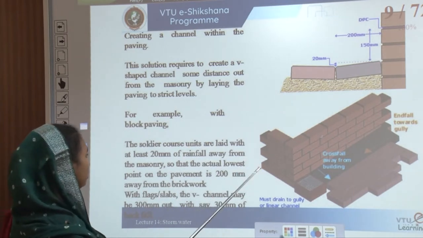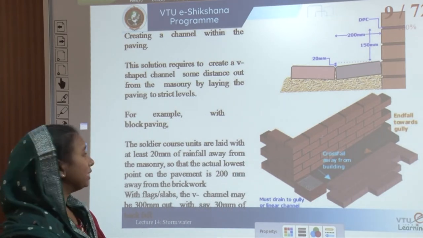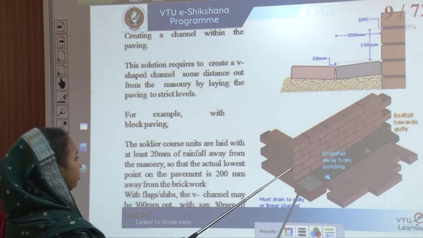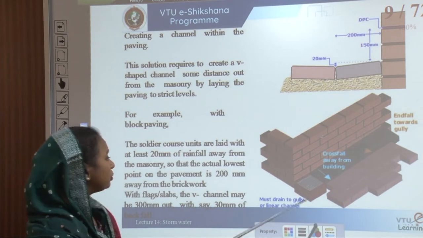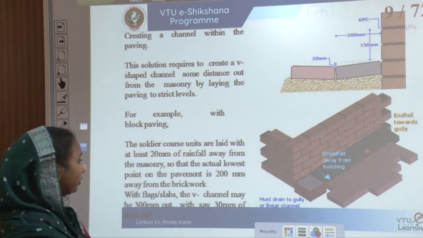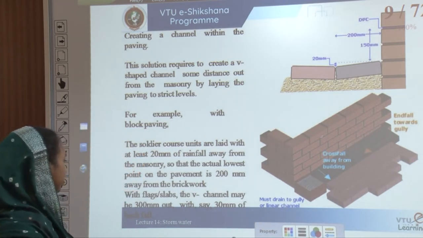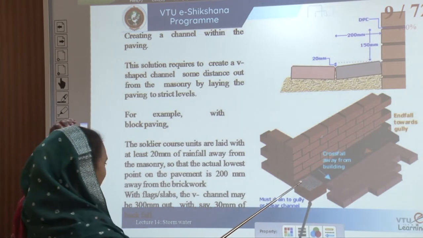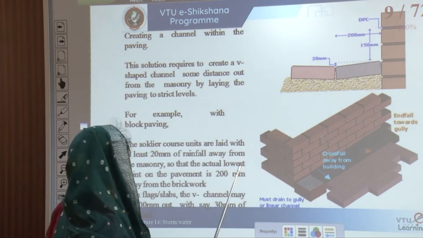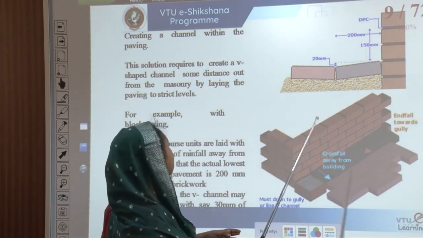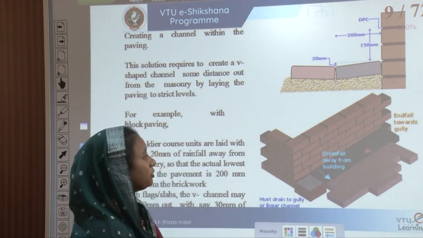This is called a soldier course, which is laid at least 20 mm of rainfall away from the masonry, so that the actual lowest point of pavement is 200 mm away from the brickwork. With all the flags and slabs shown, the V channel might be at least 300 mm wide, say, and at least a backfall of 300 mm is provided.